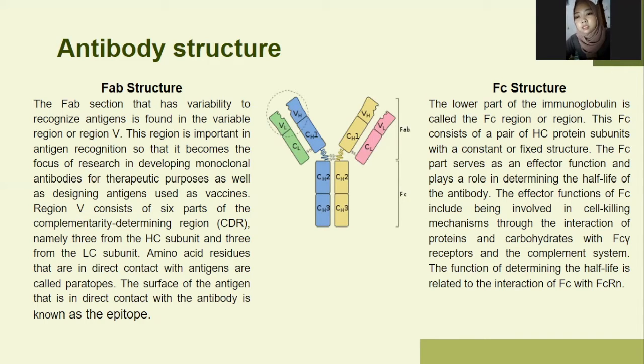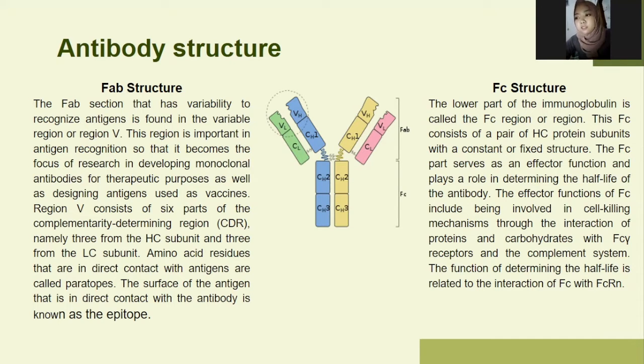Region V consists of 6 parts of the complementarity determining region or CDR, namely 3 from the HC subunit and 3 from the LC subunit. Amino acid residues that are in direct contact with antigens are called paratopes. The surface of the antigen that is in direct contact with the antibody is known as the epitope.